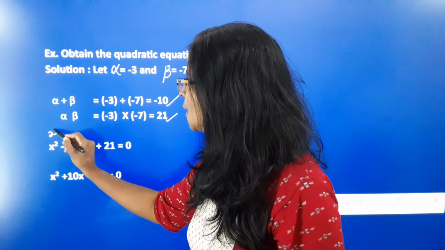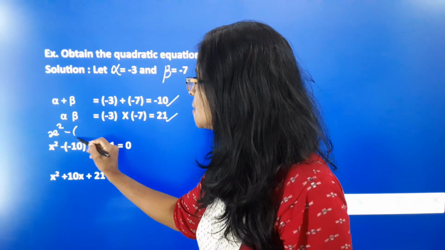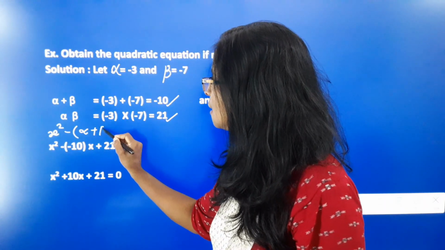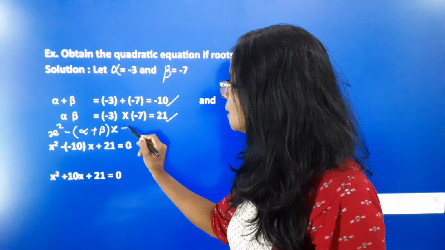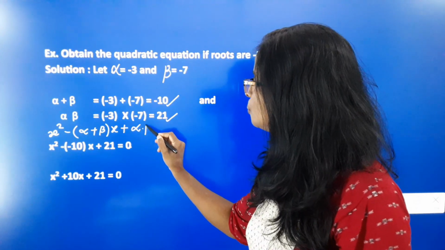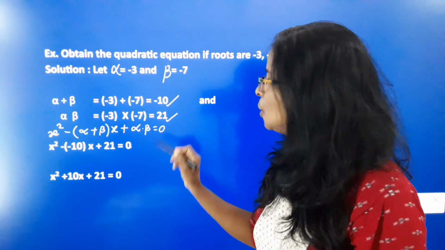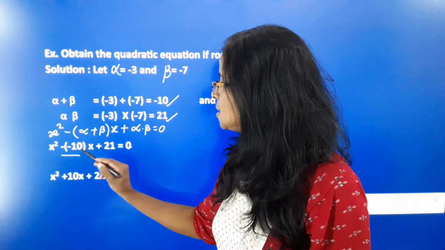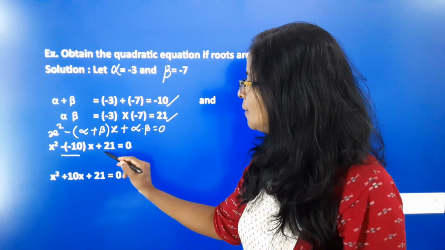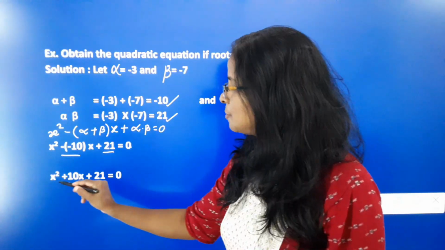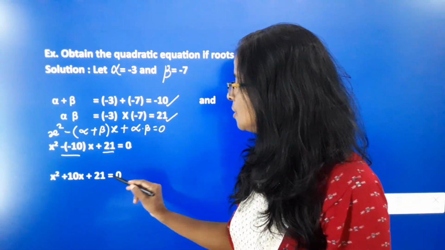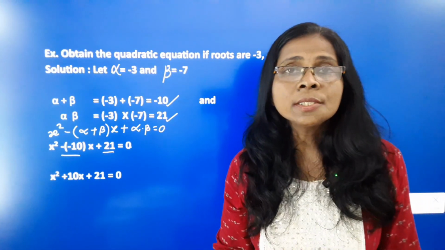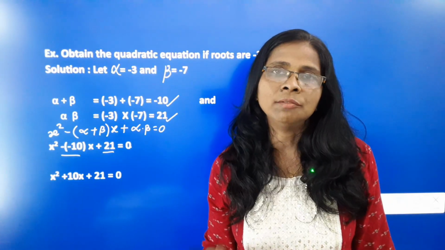So now here we know the formula for that. Obtain the quadratic equation x² - (α + β)x + αβ = 0. Now put the given values, that is x² - (-10)x + 21 = 0. That means x² + 10x + 21 = 0 is the quadratic equation.